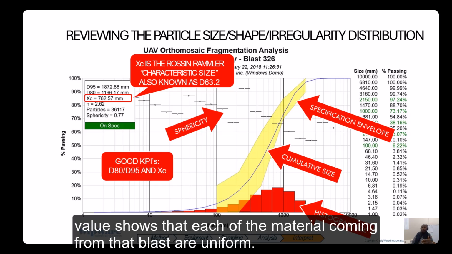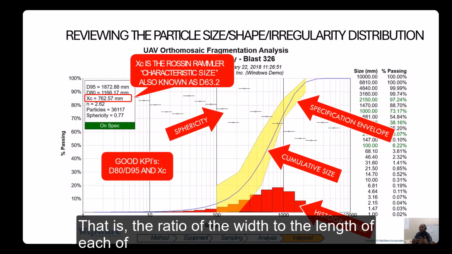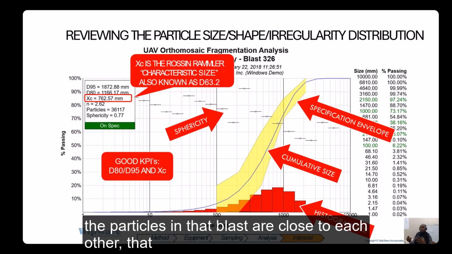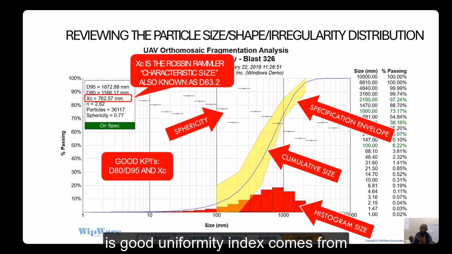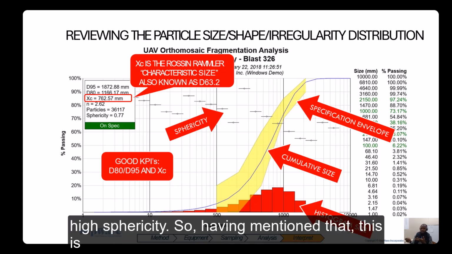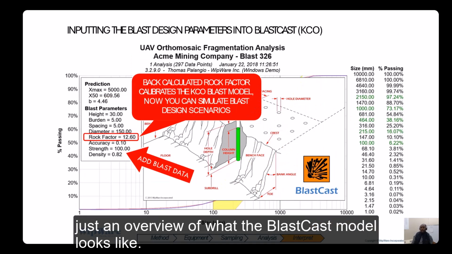Higher N value shows that each of the material coming from that blast are uniform. That is, the ratio of the width to the length of each of the particles in that blast are close to each other. That is, good uniformity index comes from high sphericity. So having mentioned that, this is just an overview of what the BlastCast model looks like.